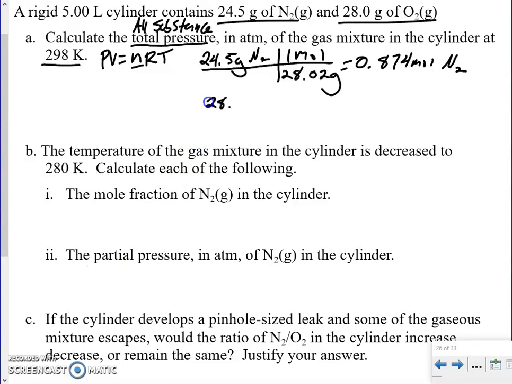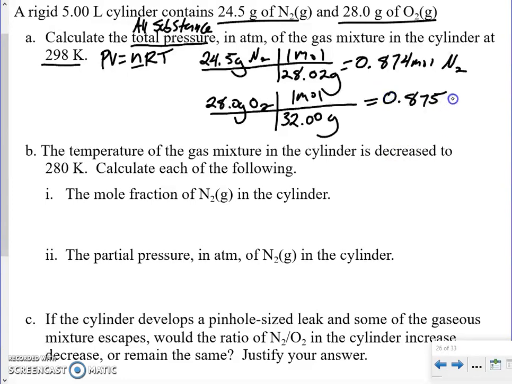Now we do the same thing for oxygen. So we have 28.0 grams O2, which has a 32.00 gram molar mass per 1 mole. And that is going to give us 28.0 divided by 32, a 0.875, so very similar or almost identical moles of oxygen. So now what do we do from here?